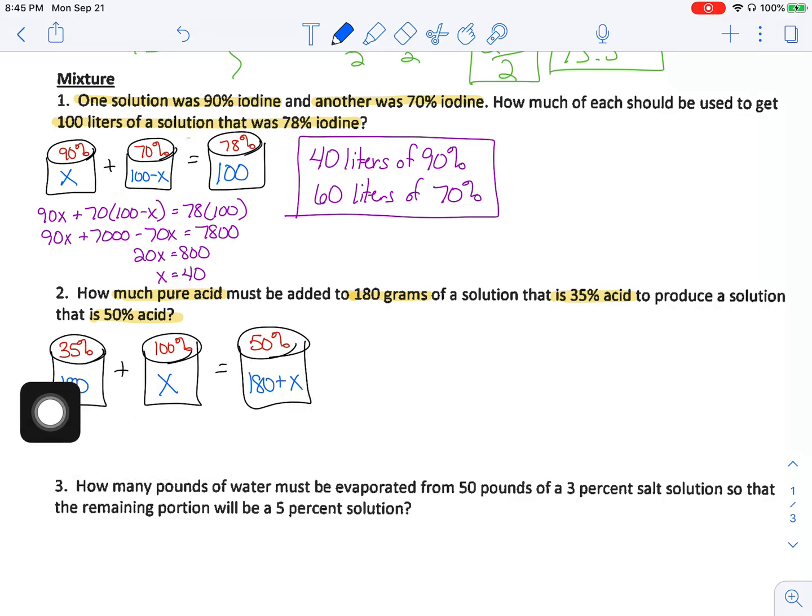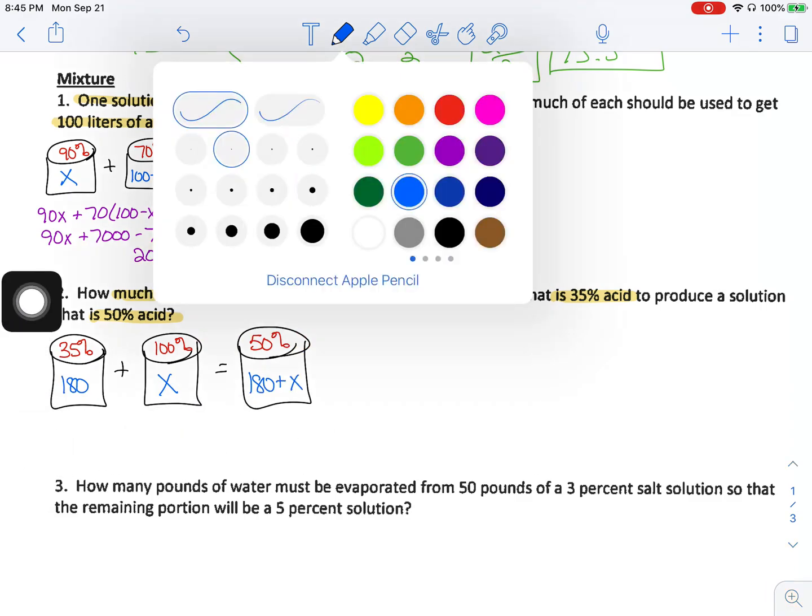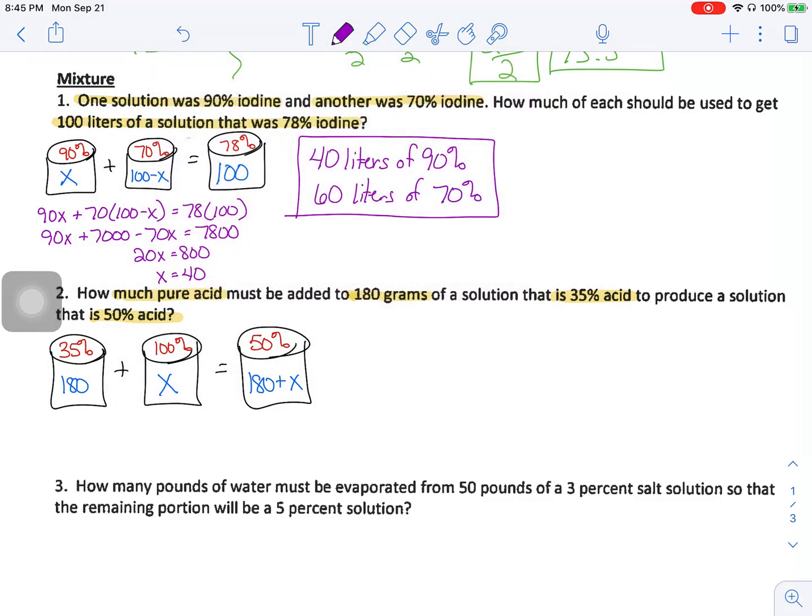And again, this is how I make sense of the problem, because from this setup, I can immediately write the equation and I can solve it then. Okay, so percent times quantity plus percent times quantity equals, guess what, percent times quantity. 35 times 180 is not going to happen in my head, so my calculator just told me it's 6,300, plus 100x is equal to 180 times 50, which is 9,000, plus 50x.